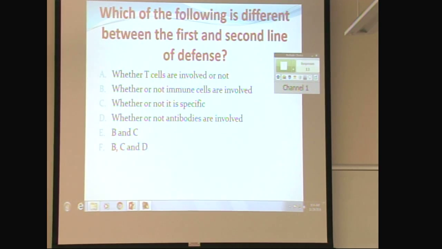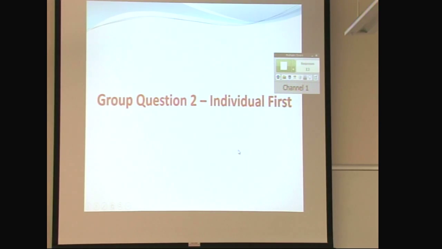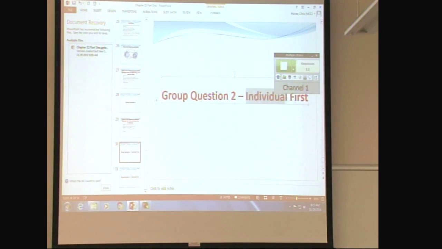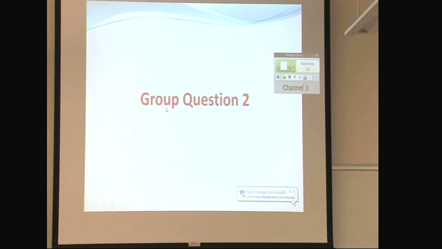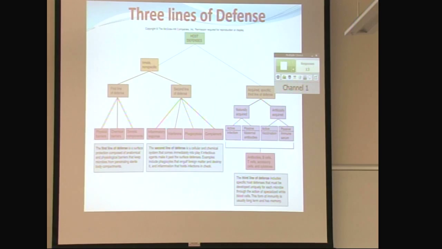Venn diagram that you're going to work on with your group there on the tables. Actually, not individual first, because we don't have time for that. So Venn diagram between first and second line of defense. You just got one thing. Which one has immune cells? Second. Which one doesn't? So there's your first difference. All right, so maybe check in with your neighbors there, see if they've got something you don't.